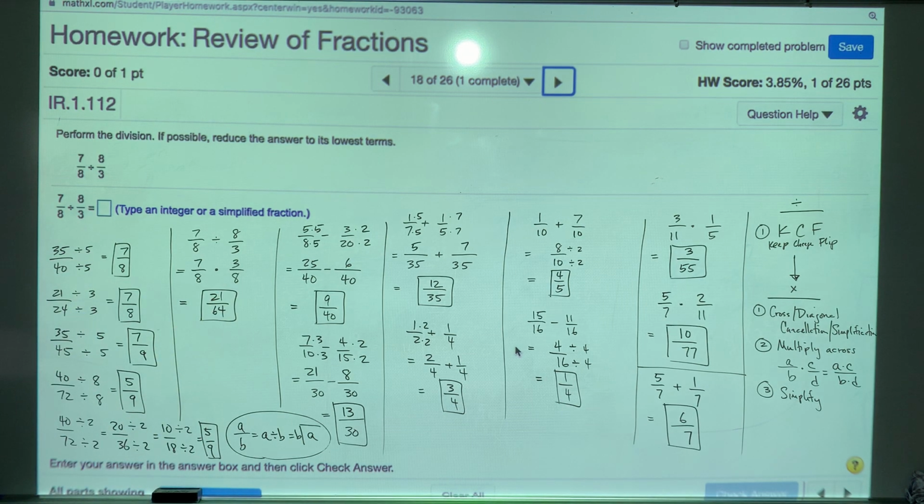Okay. Anybody have a problem that I can do? You're number 18. Anything I can help you with? Doing okay? You're getting yours correct? Let me know. I'm happy to do your problem. Okay, 19.